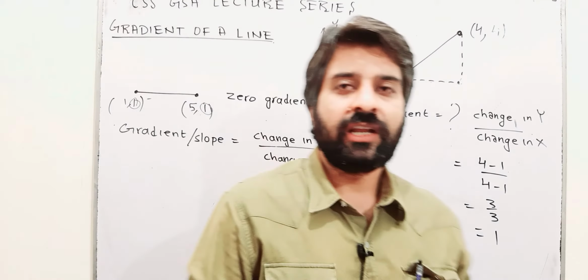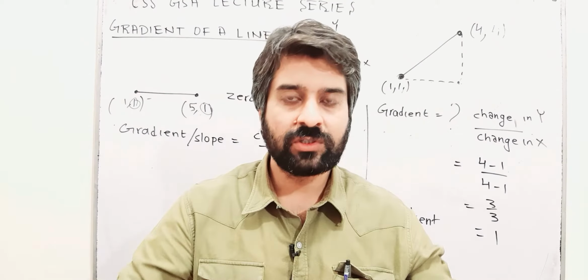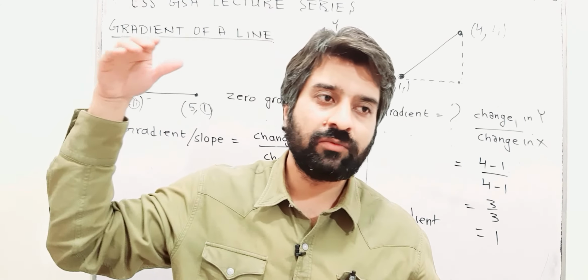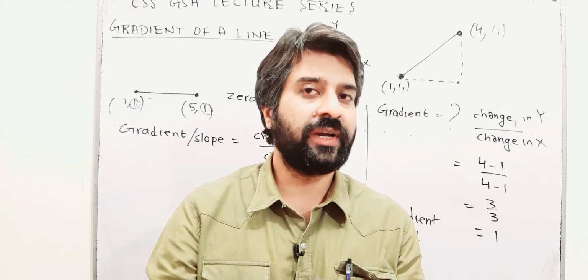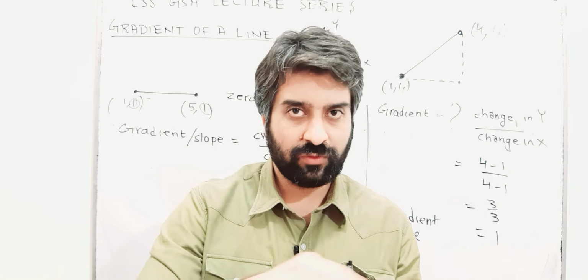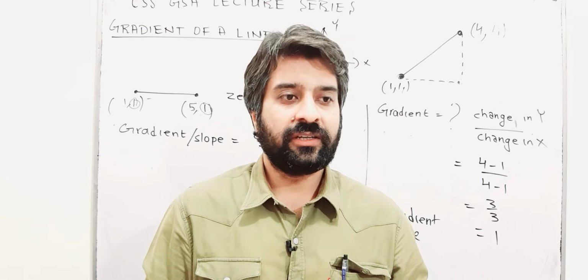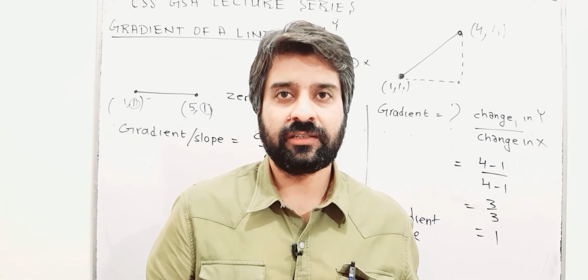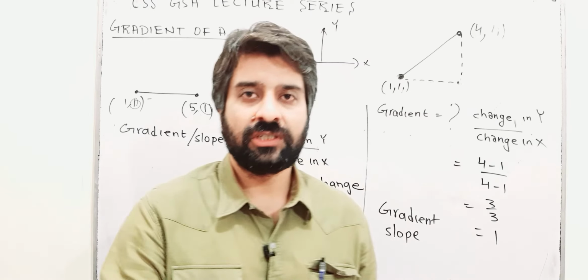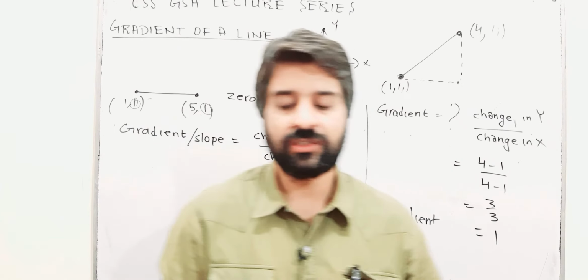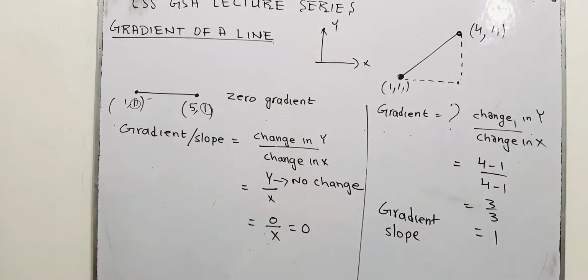Gradient is in our day-to-day life. Our roads have some gradient. We have gradient when we leave our homes. There is a slope outside our house which joins our inner floor with the road. There is gradient of railway tracks. So gradient is in our real life as well. So let us take an example from real life, because CSS has some real life questions.